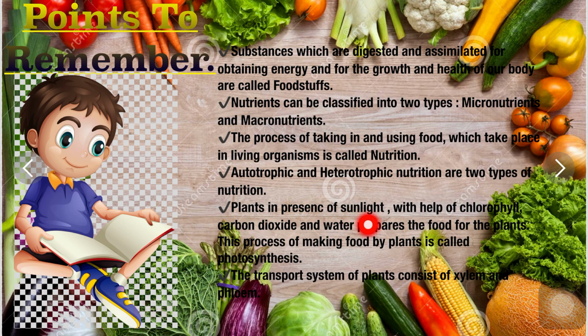Plants, in the presence of sunlight, with the help of chlorophyll, carbon dioxide and water, prepare food for themselves. This process of making food by plants is called photosynthesis. The transport system of plants consists of xylem and phloem. Plants do not have a separate system for digestion and excretion.